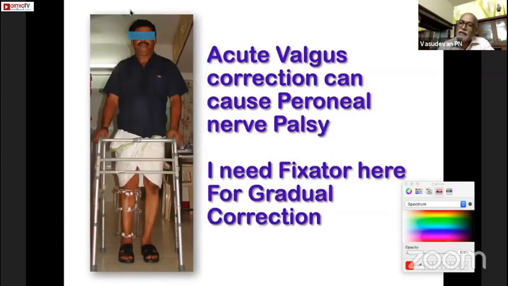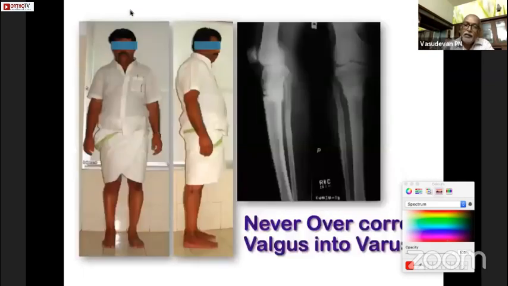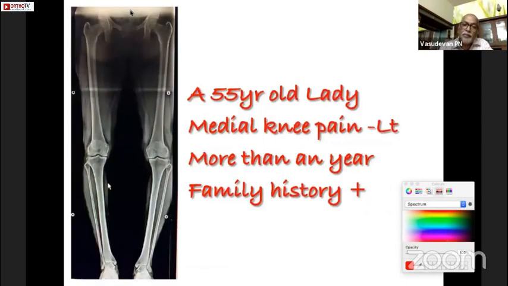And here I used an external fixator because when you do an acute valgus correction in the tibia, it can cause a peroneal nerve palsy. So I need a fixator here for very, very slow correction. And never ever overcorrect it into varus, because when you are perfectly aligned, 70% load goes onto the medial compartment. And you can see the lateral compartment got opened out. And you can even squat. This is the result after 5 years. The X-ray is after 3 months.